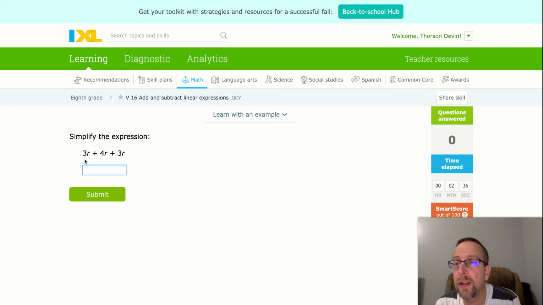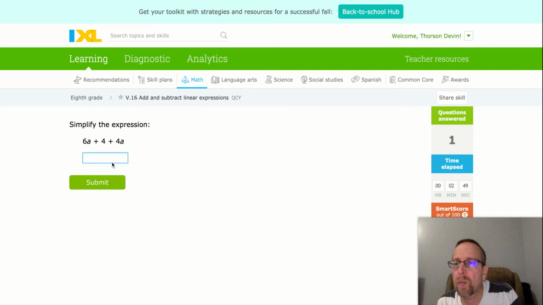So all we need to do is make sure we're adding like terms. 3R and 3R is 6R. So we get 6R, and 4R. They're all like terms. So that's a total of 10R. 6A plus 4A is 10A. And then I got a plus 4.